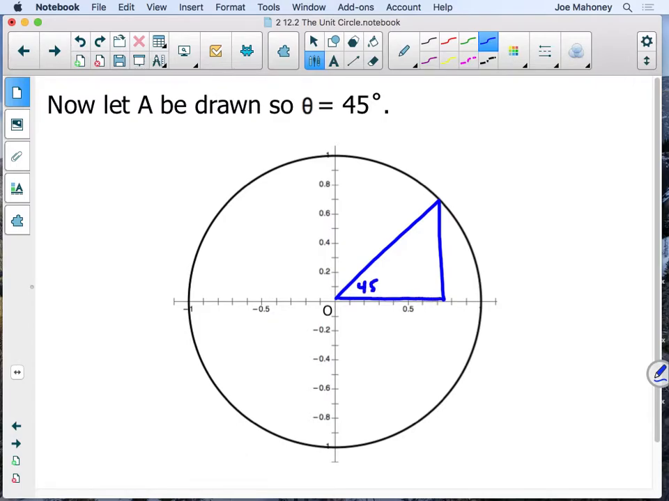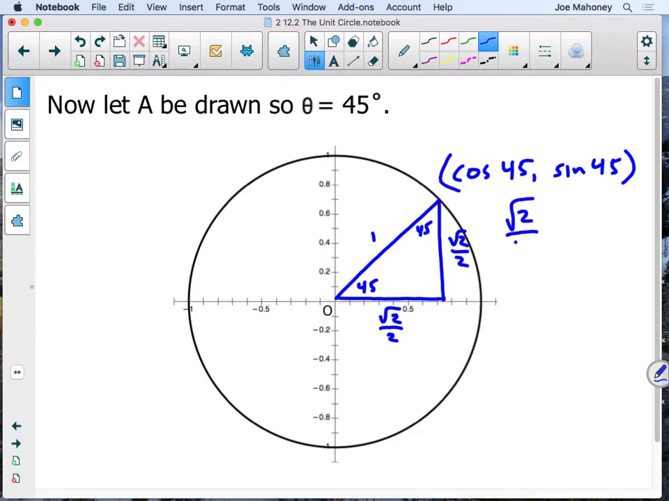Because remember, it's a 45, 45, 90 triangle. We know from way back that when the hypotenuse is 1, since it's an isosceles triangle, the legs are the same length. So therefore, this point in terms of cosine and sine is cos 45, sine 45. And since we know now what the side lengths are, cosine 45 is radical 2 over 2, as is sine of 45.